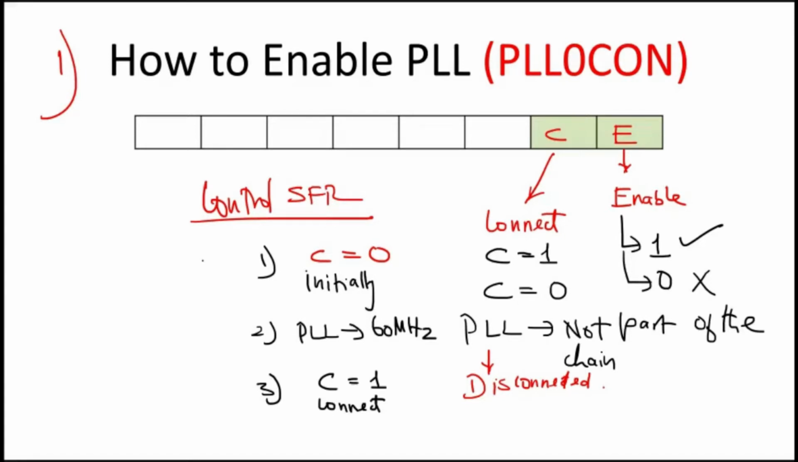So what is the logic behind it? If we use the PLL0 control SFR, we initially only use the enable bit to turn the PLL on, but we don't connect it. We keep connect at 0. So initially I make enable equal to 1 and connect equal to 0. So PLL0 control SFR equal to hexadecimal 01. This is the initial case.